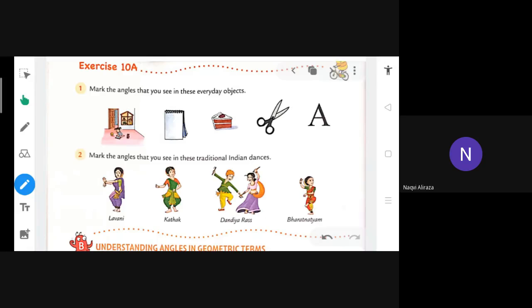I'm giving you 1 minute. You have to mark where the corners are, whether in the door, near the wall, or in the diary. Then after you finish, just tell me.